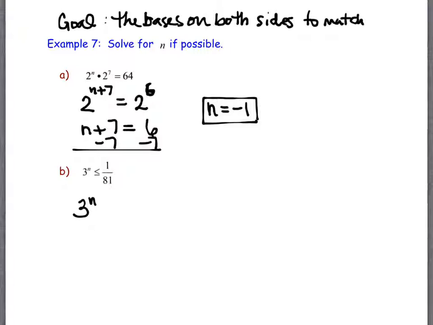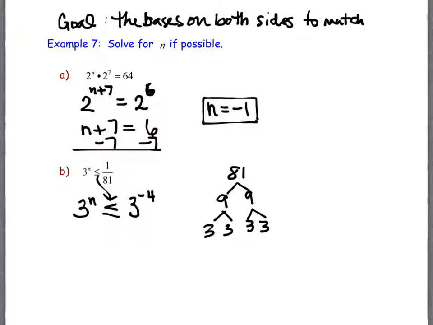The right-hand side, however, 81. Wow. So let's think for a moment. 81, how does 81 simplify? Yeah, there's 9 in there, and so I've got 3 to the 4th. But I don't really have 81, I have 81 in a denominator. So what am I going to have to do about that? I'm going to have a negative exponent. So the inequality is still here, that doesn't change, okay? But now I have 3, and it's negative 4 as an exponent.